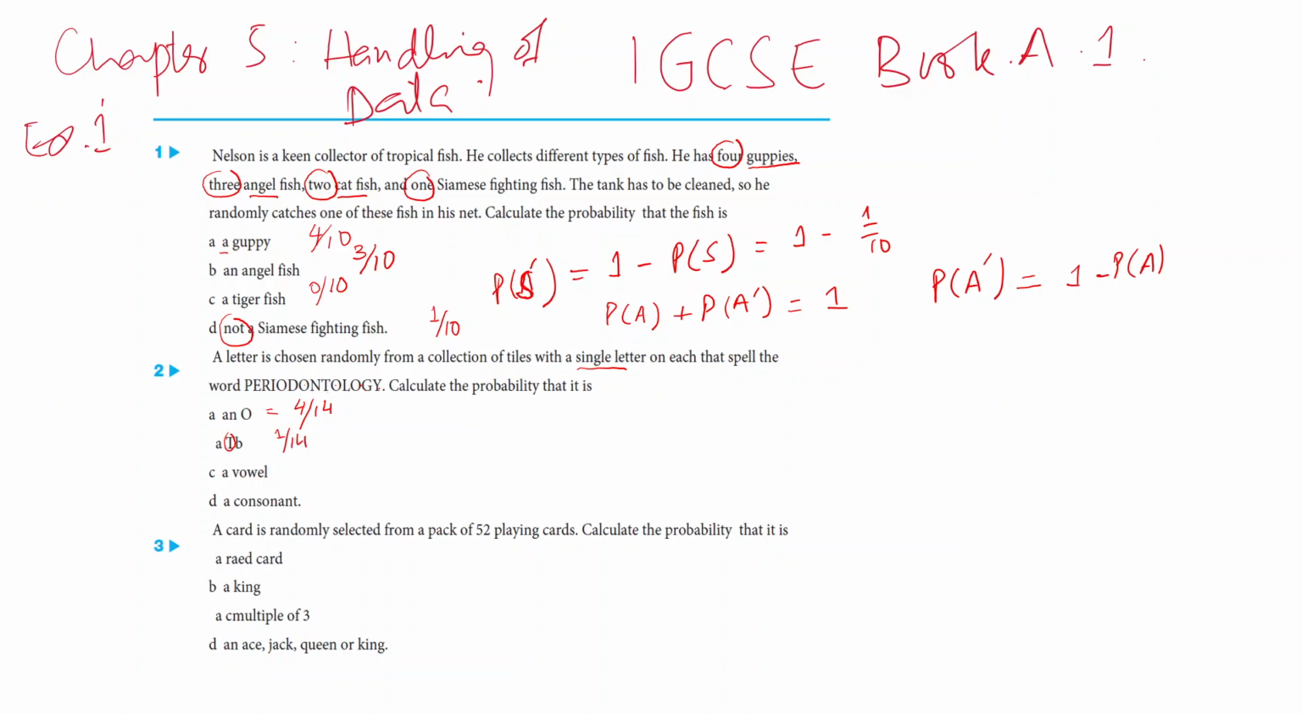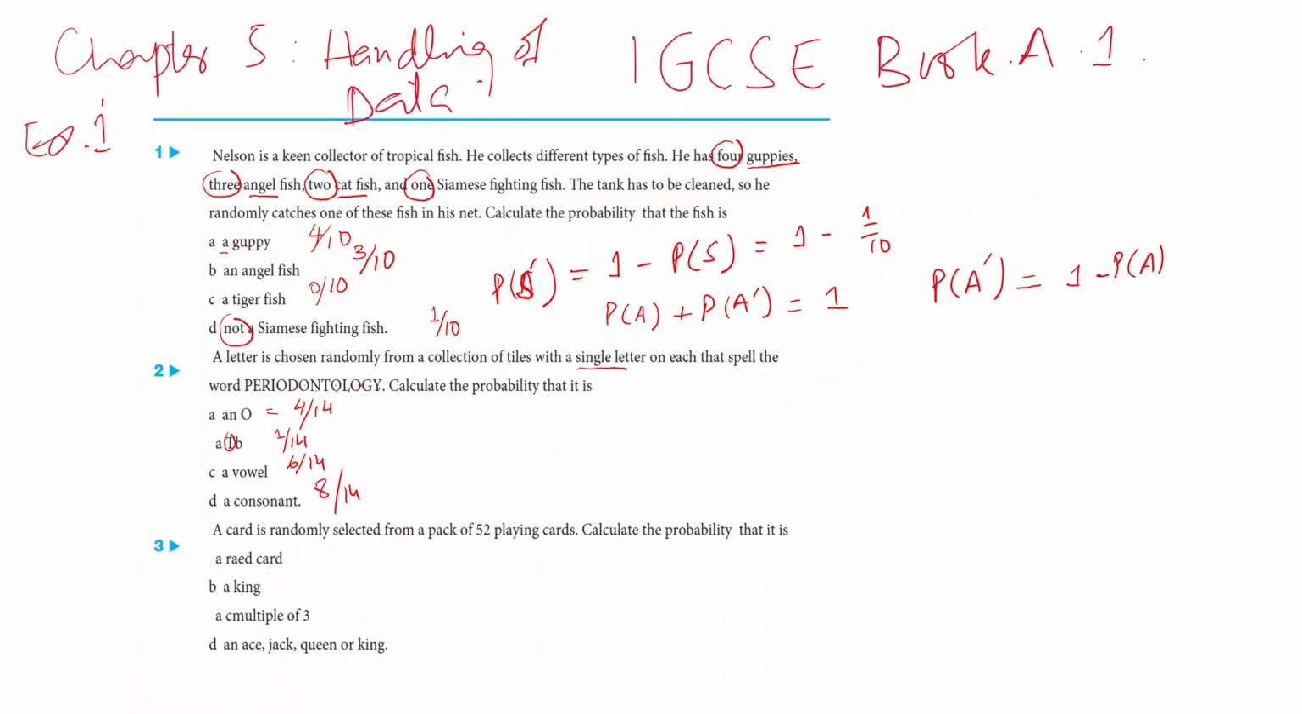And a vowel. How many vowels do we have? 1, 2, 3, 4, 5, 6. So 6 vowels, 6 out of 14. And a consonant. How many consonants do we have? 1, 2, 3, 4, 5, 6, 7, 8. Yes, in total there are 14. So if 6 are vowels, then 8 will be consonants. So these are the probabilities.